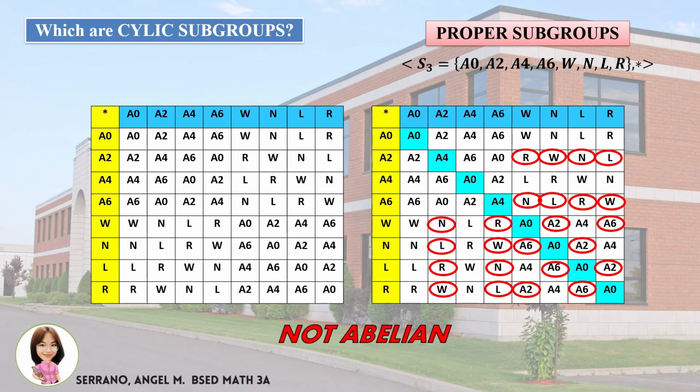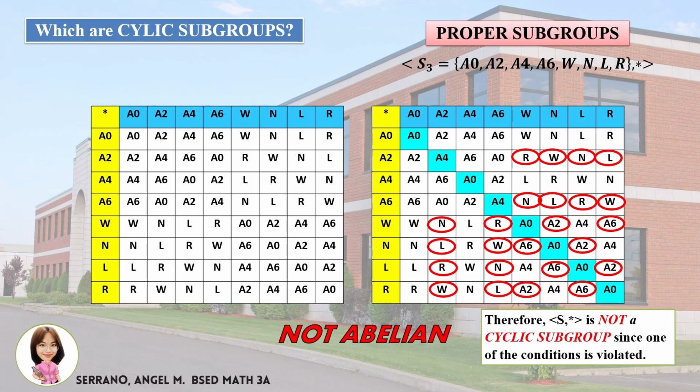Since one of the conditions of the cyclic subgroup is violated, we can conclude that it is not a cyclic subgroup, and we will not go further with determining whether the group of S sub 3 under binary operation star has at least one generator, since one of the conditions is already violated, making it not a cyclic subgroup.